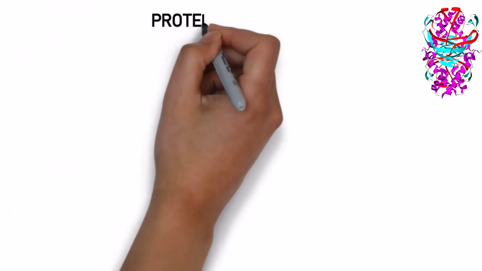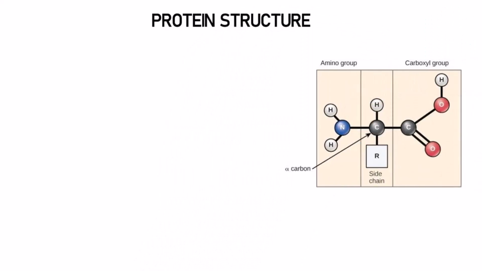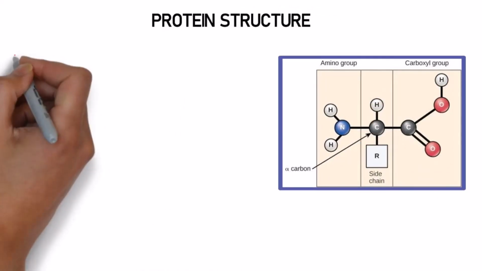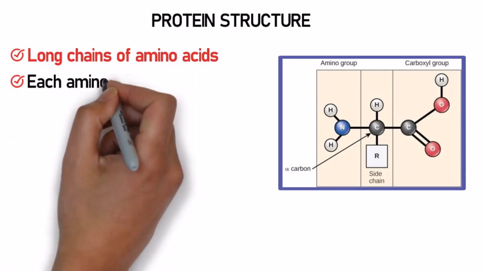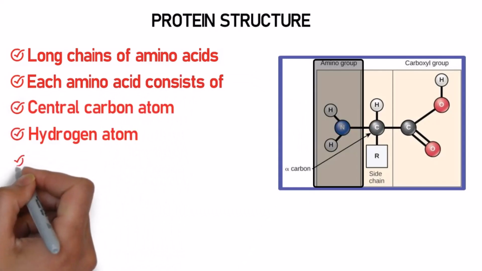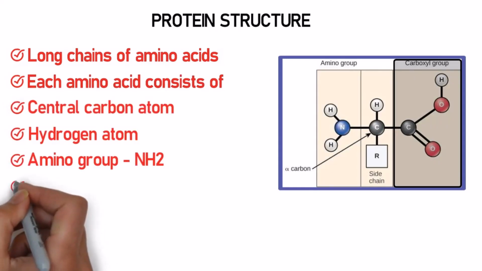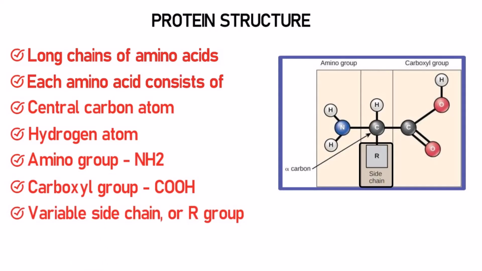The structure of proteins varies from one protein to the next. However, they all have some characteristics in common. All proteins can be described as having long chains of amino acids. Each amino acid consists of the following: a central carbon atom, a hydrogen atom, an amino group, NH2, a carboxyl group, COOH, and a variable side chain, or R group.